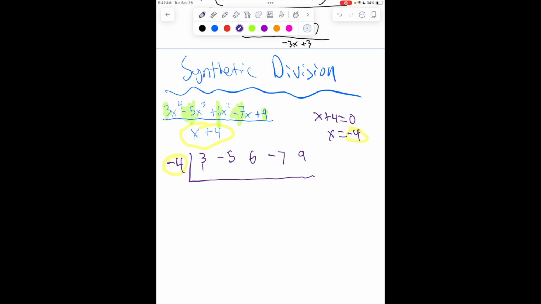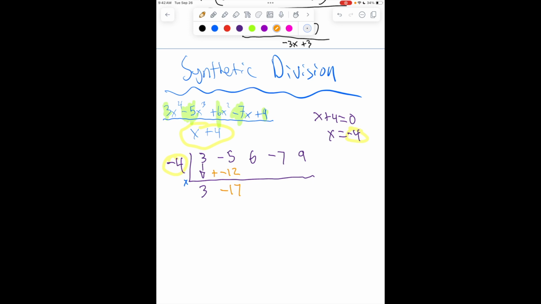Now the first step is to bring this 3 all the way down. I'm going to rewrite this as a 3. Now I'm going to multiply 3 times -4, and 3 times -4 gives me -12. To move over to the next line, I add -5 plus -12, which gives me -17.